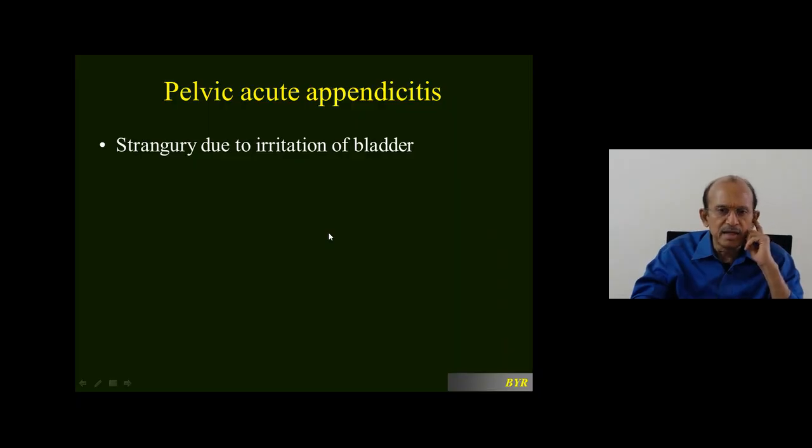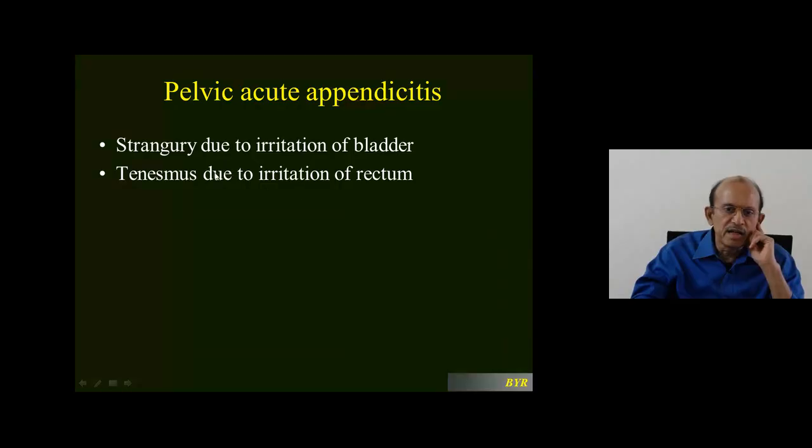Okay, in pelvic appendicitis, there will be strangury. If the rectum is irritated, there will be tenesmus. The same thing in the rectum: a painful, intense desire to defecate, often passing mucus with blood staining.